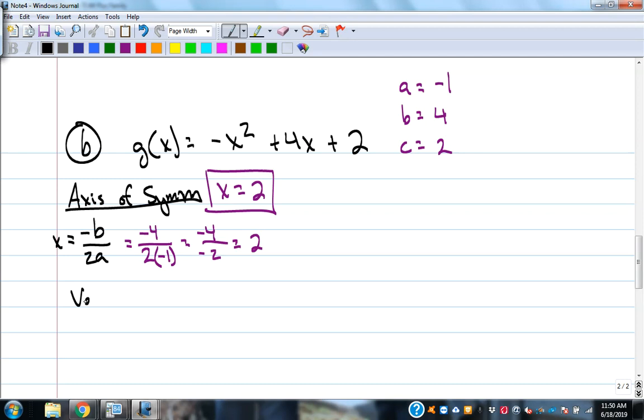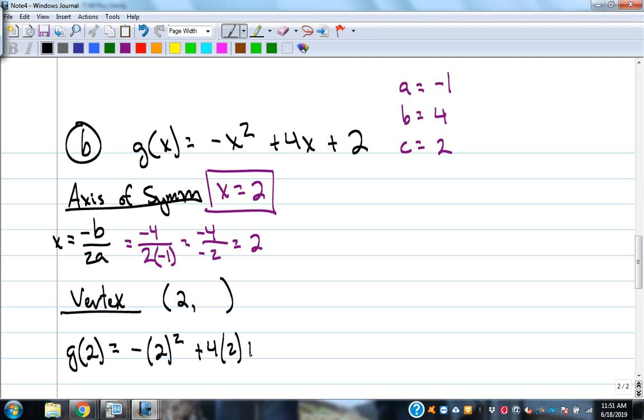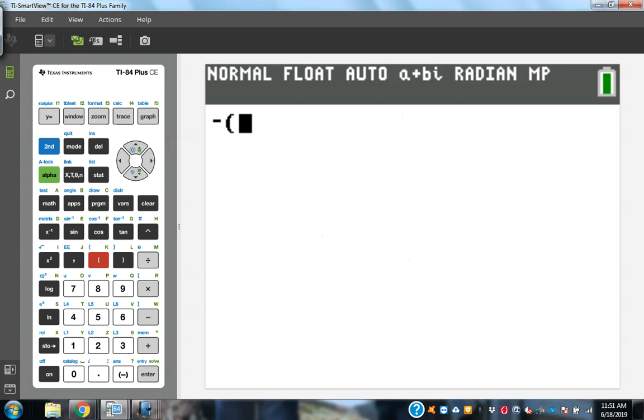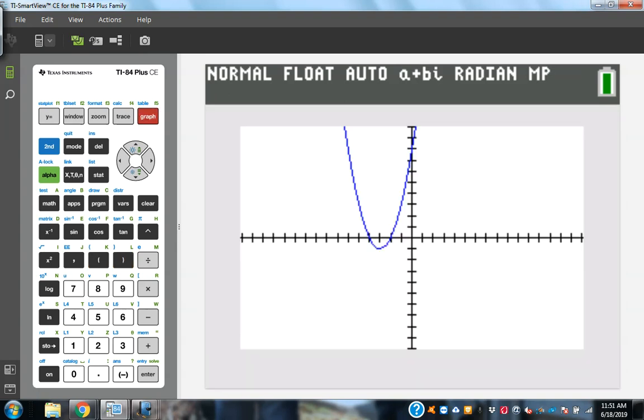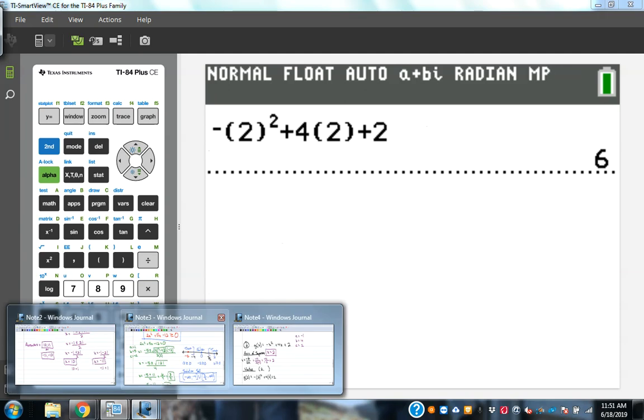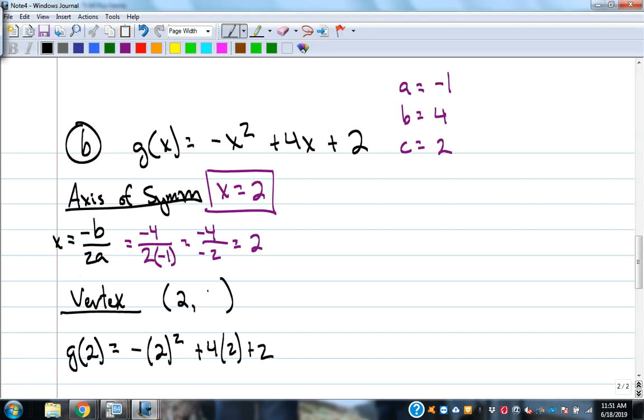Next thing we're going to find is the vertex. We already have half of it. 2 is the x value. So we just need to find out what g of 2 is when you plug it in. I'm going to get a little help with the calculator here. So negative parentheses 2 squared plus 4 parentheses 2 plus 2. Oops. 6. So 2, 6.